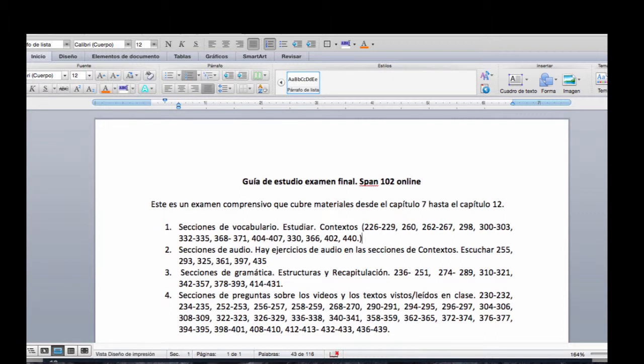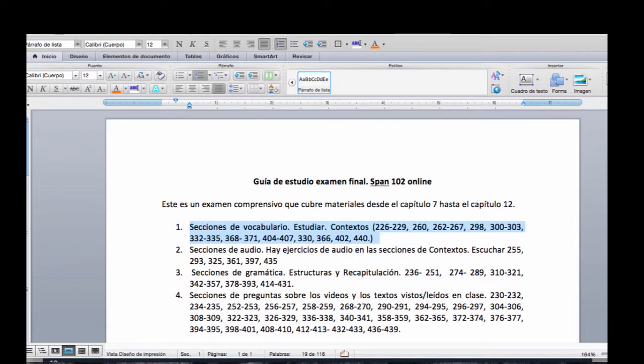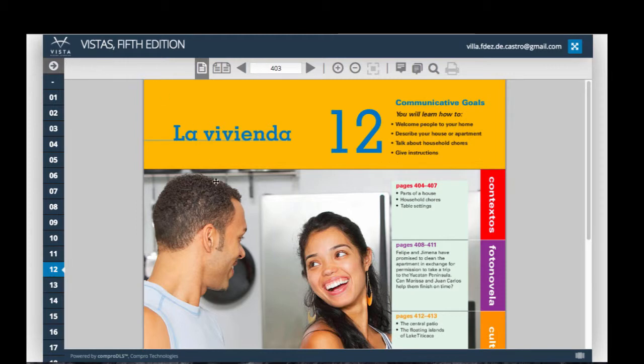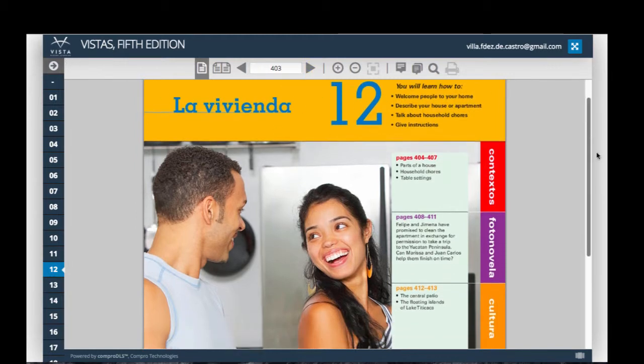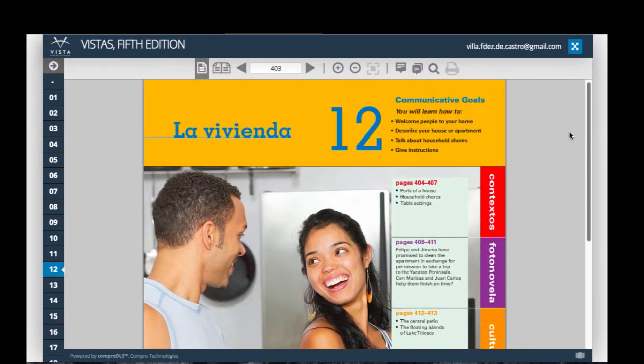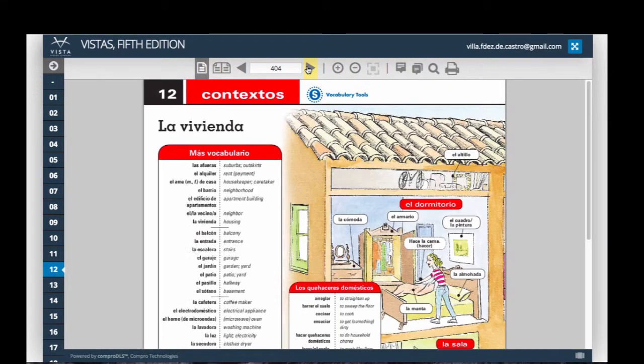So there will be a section on vocabulary, and like you know, the vocabulary sections are the contextos sections at the beginning of every test. In chapter 12, you are going to be learning about la vivienda, houses and activities you do around the house. So this is the vocabulary. El edificio de apartamentos. Related to houses.